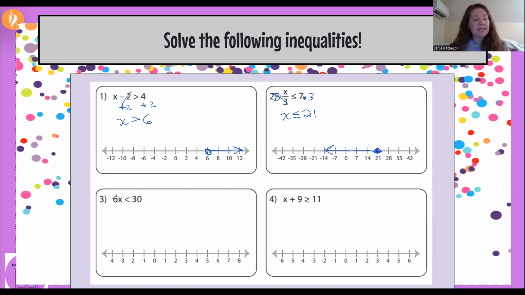Number 3, this is 6 times x. What's the opposite of times 6? Divided by 6. We bring that x down. We bring down our inequality sign. And 30 divided by 6 is 5. So we find 5. We leave an open circle. And our arrow points to the left. And the last one, x plus 9. What is the opposite of plus 9? Minus 9. So we have x is greater than or equal to 2. So we're going to fill in that circle and our arrow points to the right.